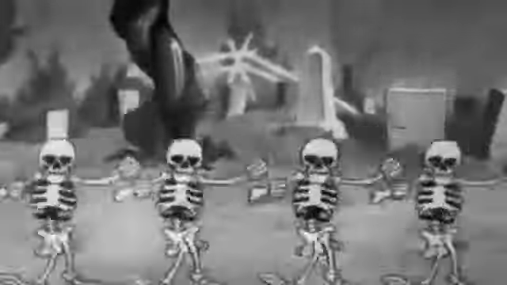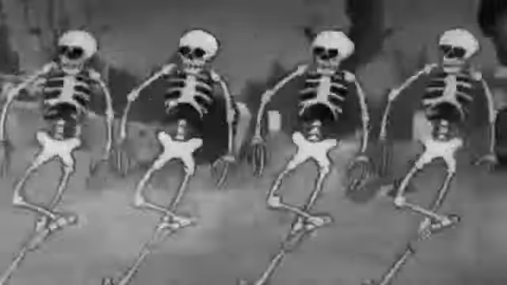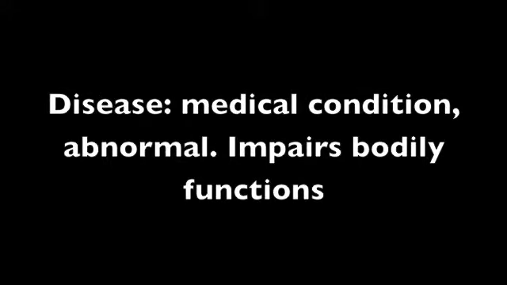But what happens when our bones don't do what they're supposed to do? There are numerous types of bone deformities and diseases that prevent the skeletal system from doing its job. A deformity is defined as a distortion or a disfigurement. A disease is defined as a medical condition that is an abnormal condition of an organism that impairs bodily functions.